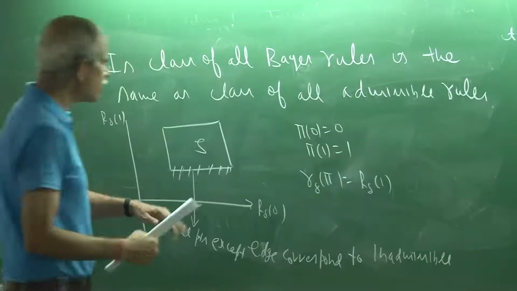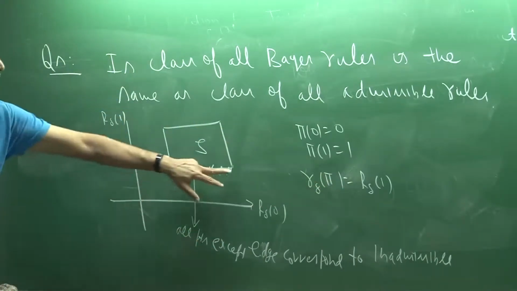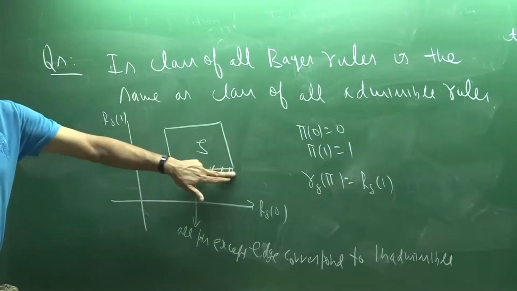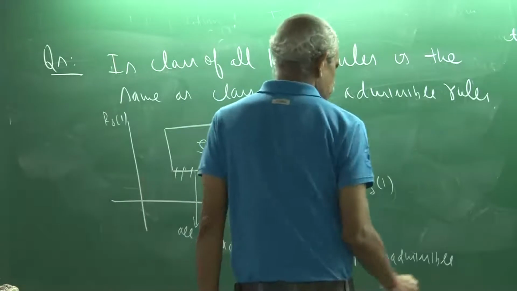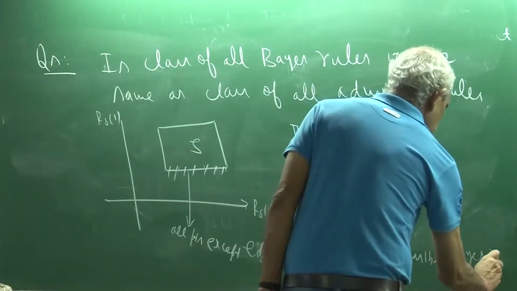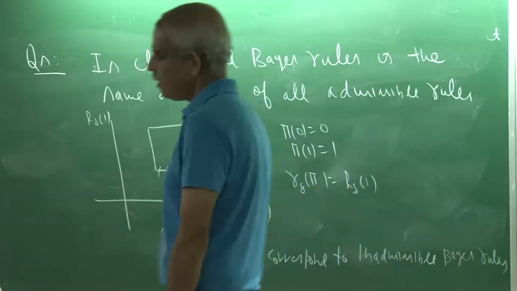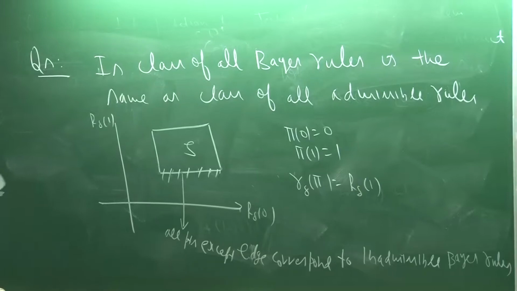And they are Bayes rules also. Why? Because Bayes rule is the one for which R delta 1 is minimum. R delta 1 is minimum for all these rules because R delta 1 is same for all these rules. Inadmissible Bayes rules. So the class of Bayes rules may not be same as the class of admissible rules.